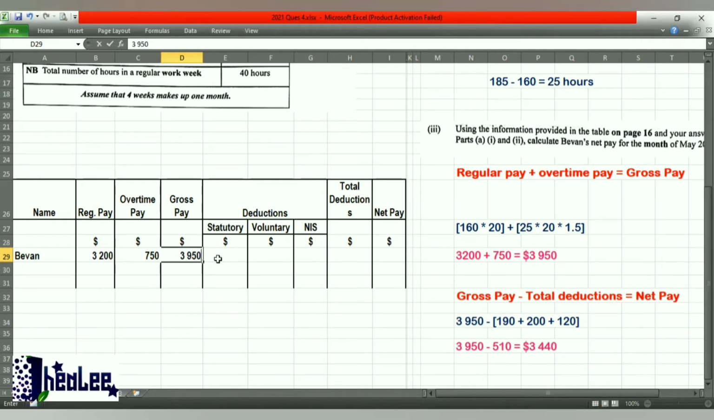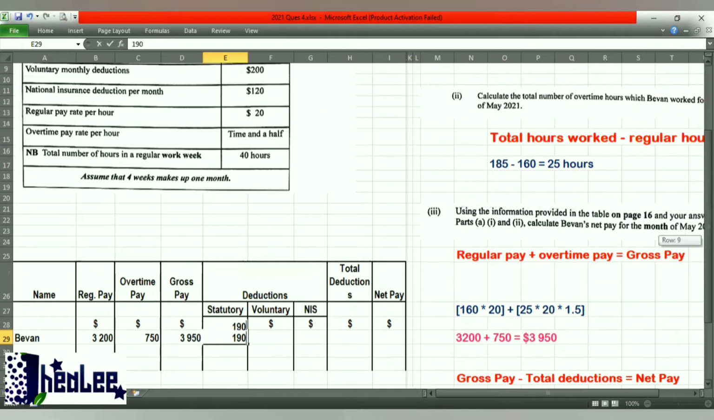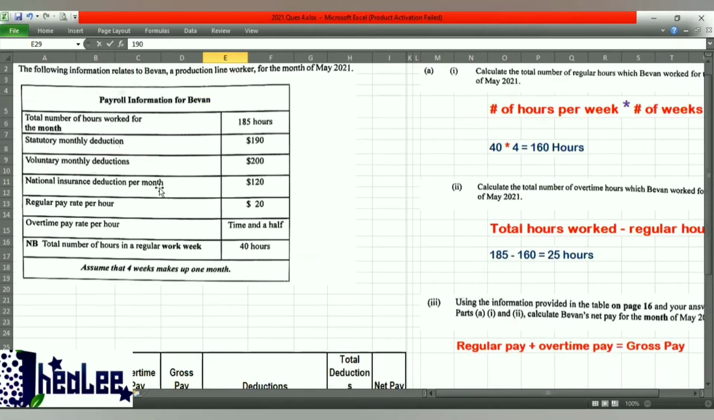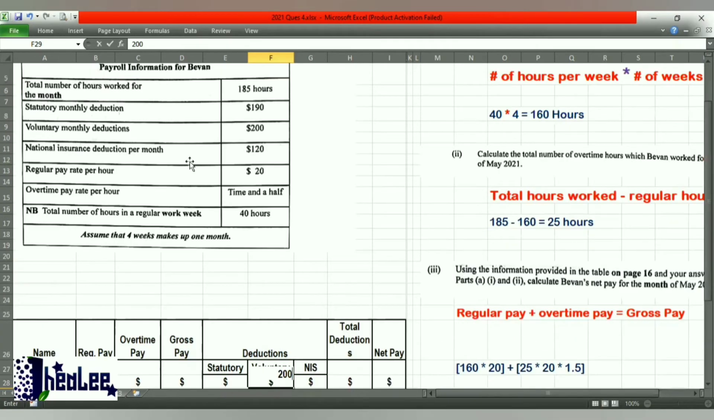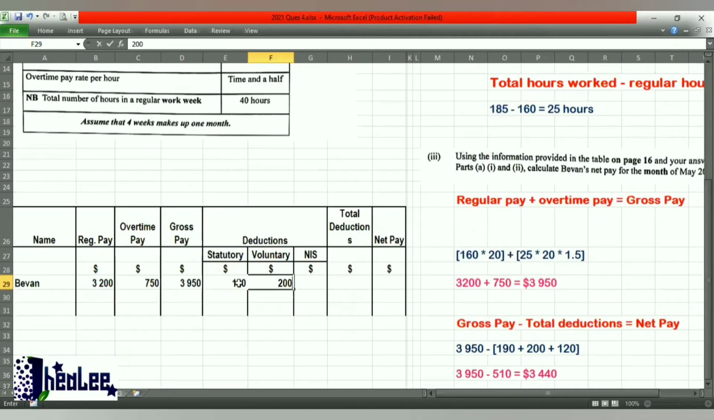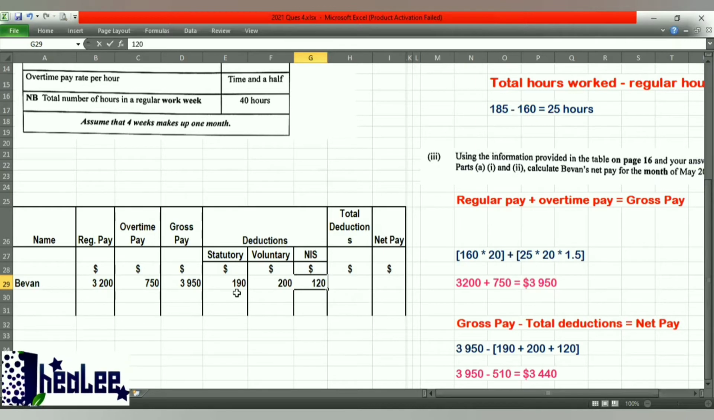Your statutory deduction was 190. And remember, this was already calculated for you in the question. Voluntary deduction is $200. And the NIS right there is 120. So having entered your deductions, 190, 200, plus the 120, that would give you a total of $510.